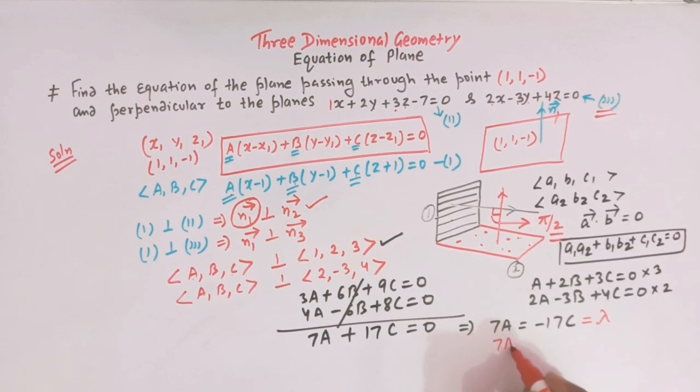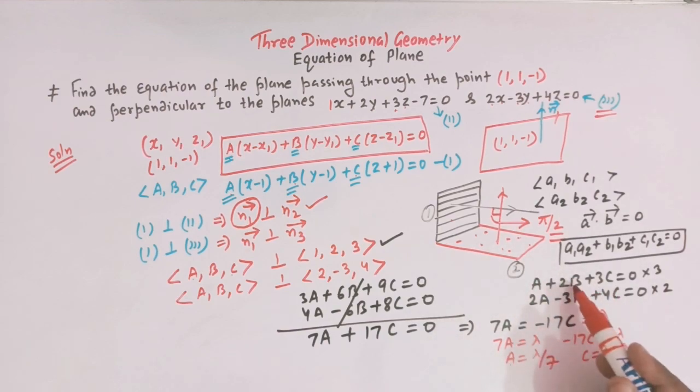So 7a is equal to lambda, so a is lambda over 7, and from here minus 17c is equal to lambda, so c is minus lambda over 17, right? So now we have got the values of a and c in terms of lambda. Let us substitute these two values in one of these equations to get the value of b, right? So we'll substitute a and c in this equation.